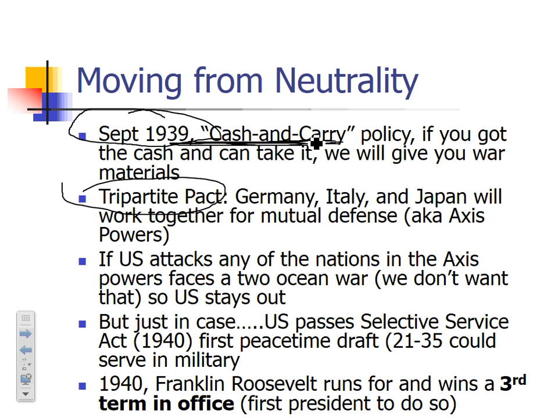And so it's in our economic best interest as people begin to go to work building these weapons that we plan to sell to the European powers. So that's helping us, but we kind of have to deal with ourselves right now. So interestingly, though, just in case, the U.S. passes the Selective Service Act in 1940. It's the first peacetime draft in history. If you were between the ages of 21 and 35, you could be drafted to serve in the military. Obviously, later on, that goes down to 18.